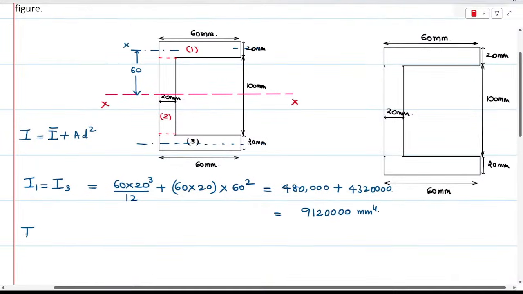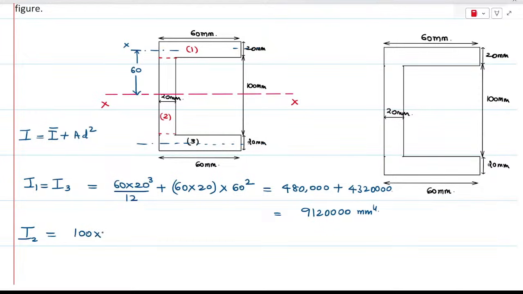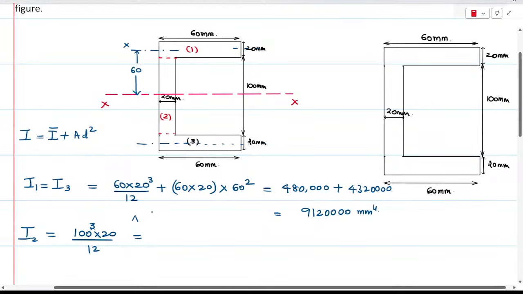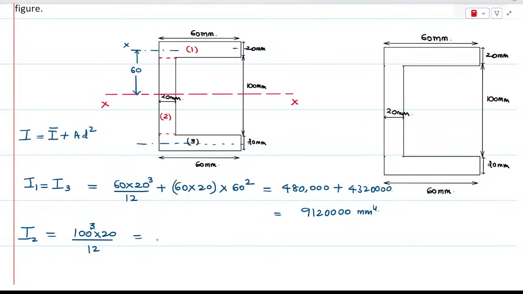And for the second one, I2 is equal to 100 into 20 divided by 12. The dimension that is perpendicular to the x-axis should be raised to the power of 3, that is 100 cube into 20 divided by 12. Now this area is exactly lying on the x-axis, so the term A D square will not be present here, as it is directly on the centroidal axis. The distance D has become 0 now.